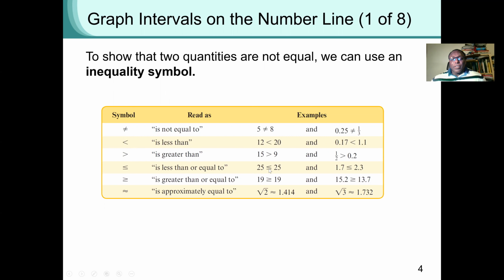Or 25 is less than or equal to 25. So a left arrow with a line under is less than or equal. A right arrow with an underline means greater than or equal. Then a curvy equality symbol, we use the term approximate. So for example, square root of 2 is approximately 1.414, which means we still have a lot of decimal values that continue, but we just approximate it to 3 decimal places.